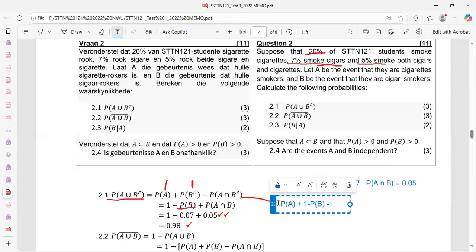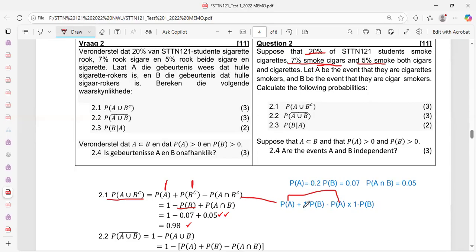Minus A and B. So A, and then multiply by 1 minus the probability of B. Just want to show you something. So now, probability of A minus probability of A, 0. 1 minus 1, 0. That's the reason why we don't have a value of probability of A, which is 0.2.